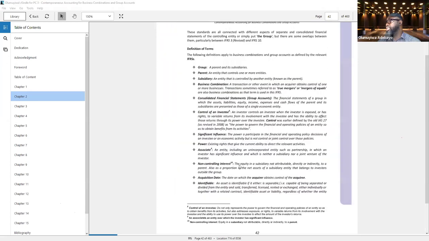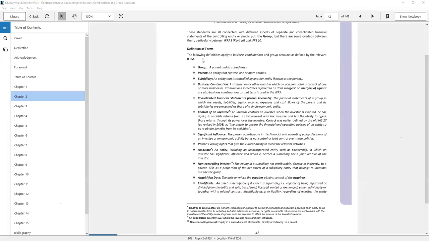These are the following terminologies. Definition of terms. The following terminologies apply to business combination and group accounts as defined by the relevant IFRS. Group: a parent and its subsidiaries. Parent: an entity that controls one or more entities. Subsidiary: an entity that is controlled by another entity known as the parent. Business combination: a transaction or other event in which an acquirer obtains control of one or more businesses. Transactions sometimes referred to as true mergers or mergers of equals are also business combinations, as that term is used in the IFRS. Consolidated financial statements: that's group accounts.